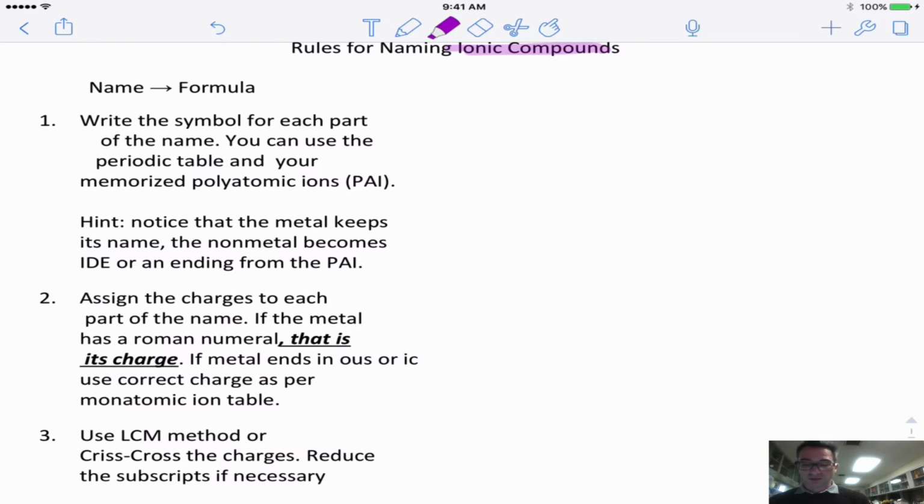So, let's start with a typical name here. Let's start with something like, maybe, sodium oxide. Sodium oxide is the formula that I want to write. I give you the name, you have to write the formula. Well, the steps are pretty straightforward. Write the symbol for each part of the name. You can use the periodic table and your memorized polyatomic ions.